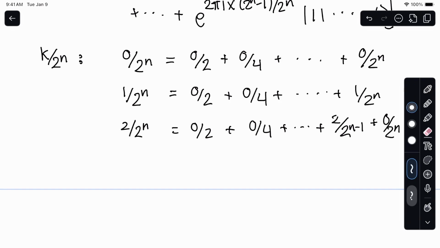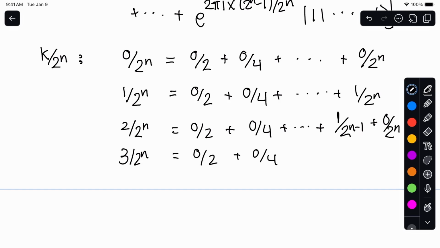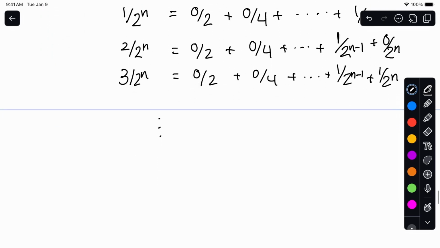Wait. That should be a 1, not a 0. Okay. 3 over 2 to the n would be 0 over 2, 0 over 4, 1 over 2 to the n minus 1, plus 1 over 2 to the n. And you can keep going all the way up to 2 to the n minus 1 over 2 to the n. And this one would be 1/2 plus 1/4 plus all 1's in the numerators up to 2 to the n.